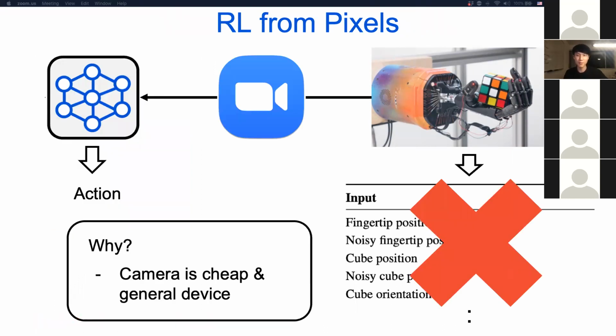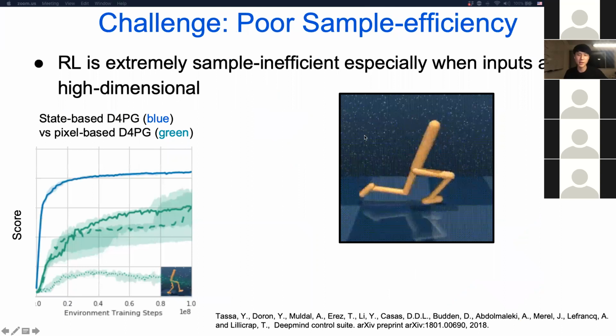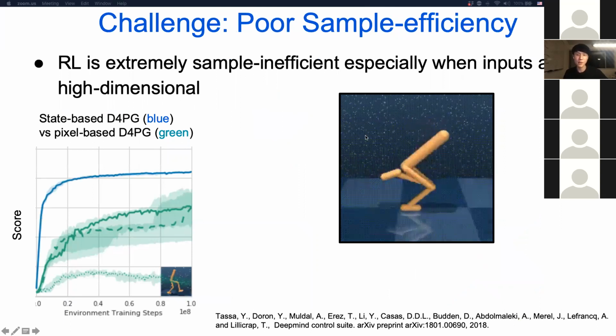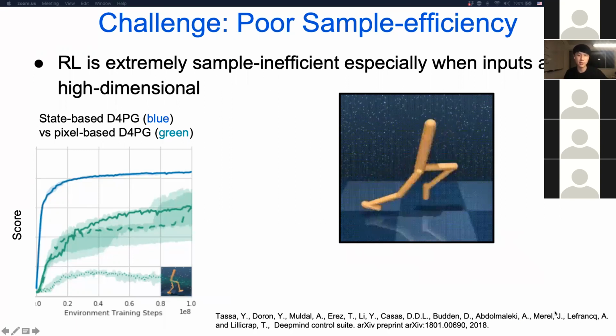So to solve this problem, last year, I focused on how to do reinforcement learning directly from pixel observation instead of utilizing state information. Because pixel observation is very easy to obtain using a camera device, and vision-based reinforcement learning is very important to apply RL to many applications. However, there is a problem in vision-based reinforcement learning. The problem is that RL becomes extremely sample inefficient when inputs are very high dimensional.